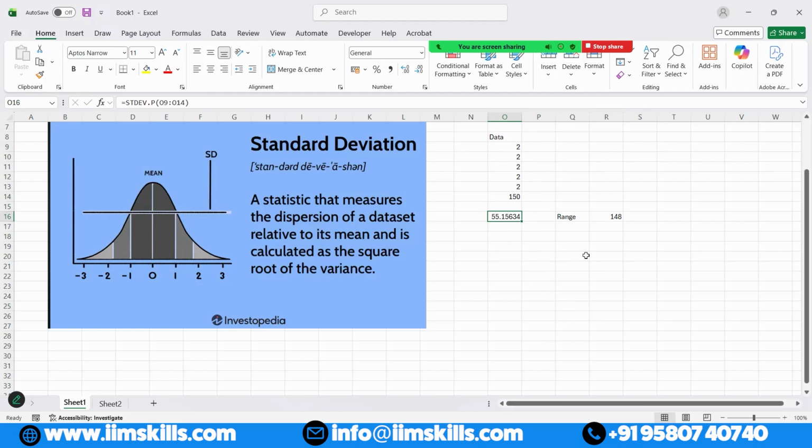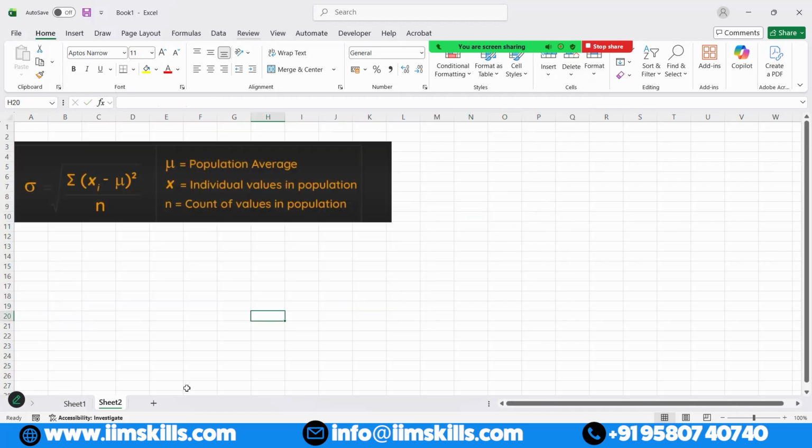Whereas the standard deviation considers each and every point. Even if I change one point, you will see the change in the standard deviation. So let's see the practical way of calculating your standard deviation.